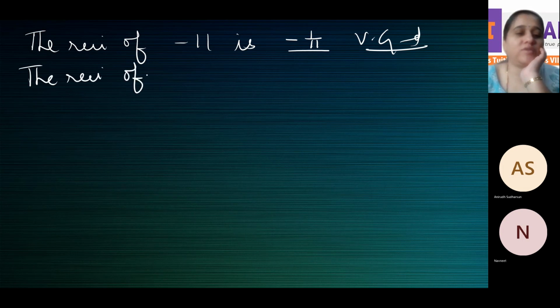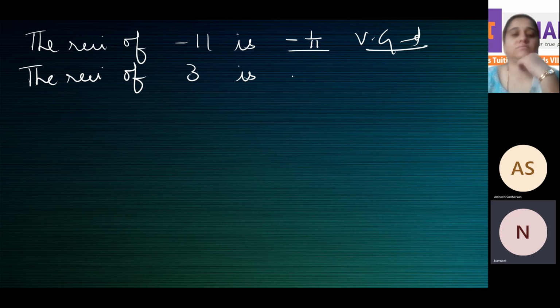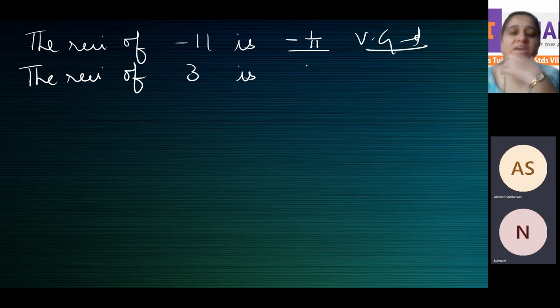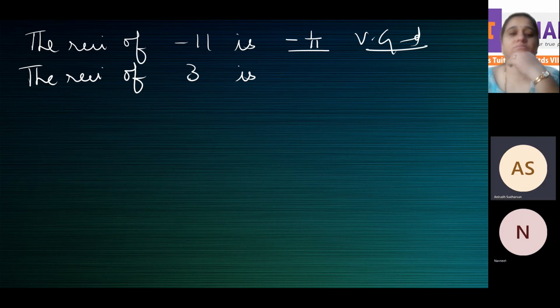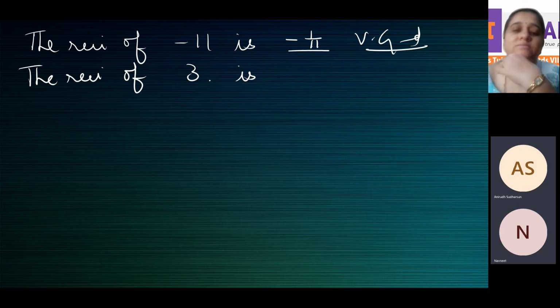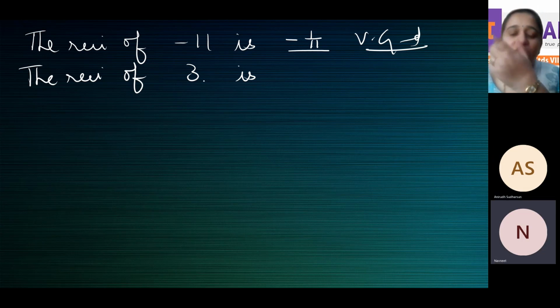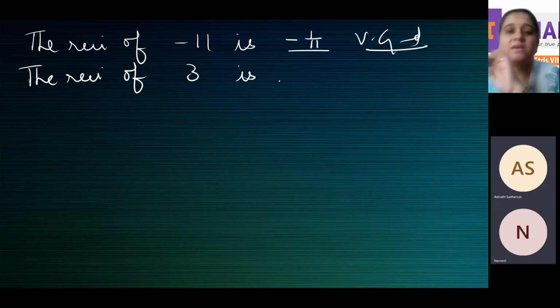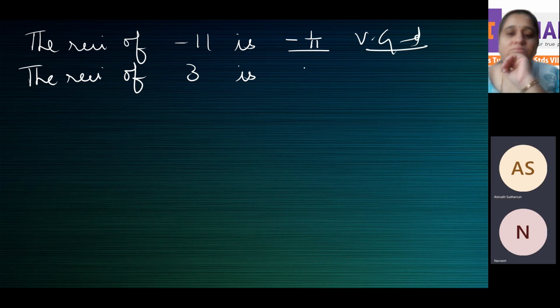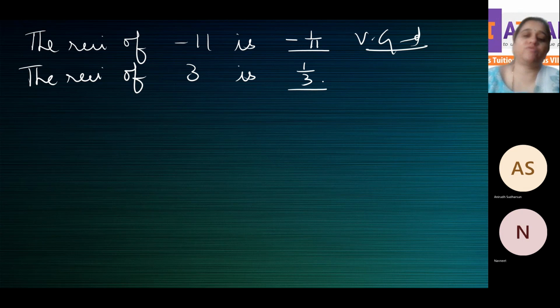The reciprocal of 3 is? Ma'am, 1 by 3. What did you change, Anirudh? Did you change the sign or the number? Number, ma'am. What is the sign? 3 has what sign? Positive. Did you change the sign? No, you wrote the sign positive only, but you changed the number. What is 3? It becomes? 1 by 3. The reciprocal of 3 is 1 by 3.